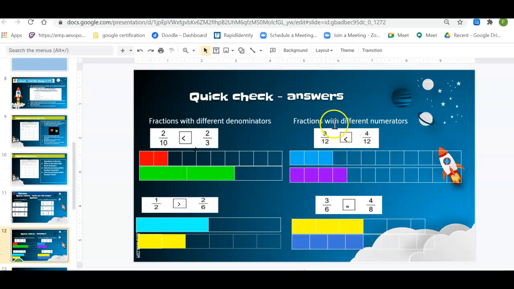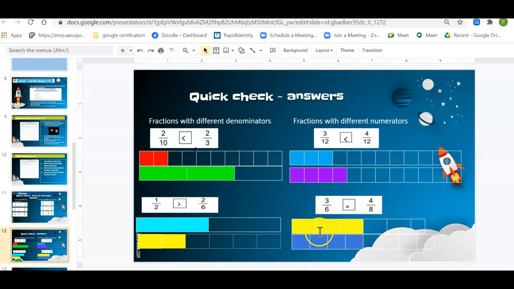This is really pretty easy to compare these because you have the same number of equal parts, and you can look at the fraction itself and tell that 4 is going to be bigger than 3. So 4/12 is always going to be bigger than 3/12. Down here, 3/6, 4/8. So now you need to compare these.